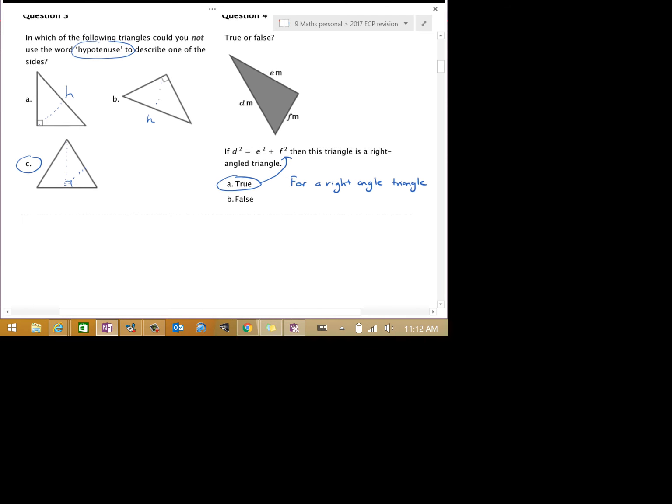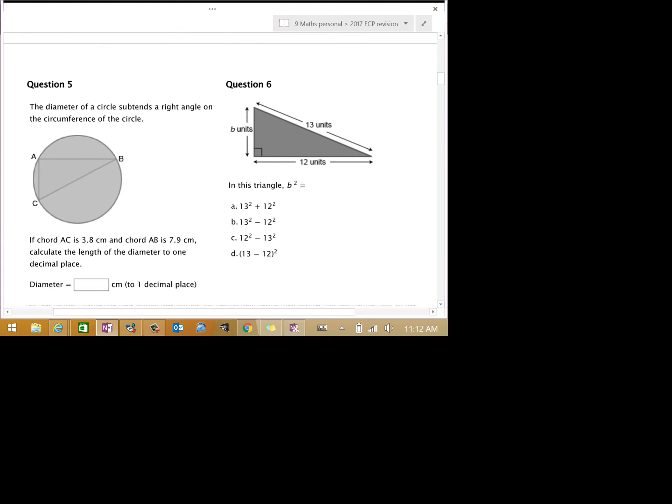So just a few concept questions to begin with, of which a couple of them were a little bit tricky to understand. Now let's have a look at this. We've got a diameter of a circle. So the diameter is this length, this line segment from C to B. And it's a right angle, so this is a right angle here. Now we're asked if chord AC is 3.8 centimetres. So in other words, this side length is 3.8 centimetres.